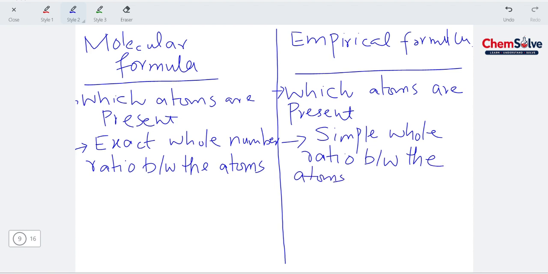Let's understand the definition with the help of an example. For example, ethyne, that is also known as acetylene. It has molecular formula C2H2. Okay, what information are we getting from C2H2? It means there are two atoms here in this molecular formula. One is carbon and the other is hydrogen. And the ratio between carbon and hydrogen is that there are exactly two carbon here and two hydrogen here.